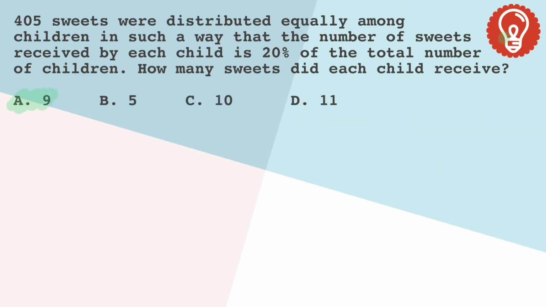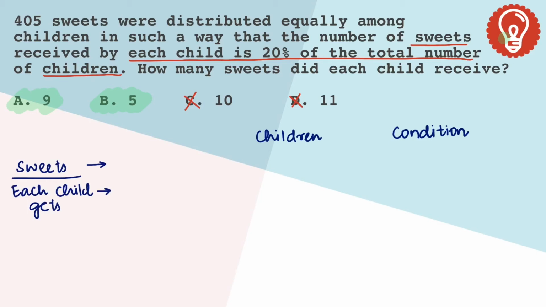But what if you're given two options where 405 is divisible by both the choices? With the previous explanation, option C and D can be eliminated. The third condition, sweets received by each child should be 20% of the total number of children. Keeping this in mind, let's validate 9 and 5.